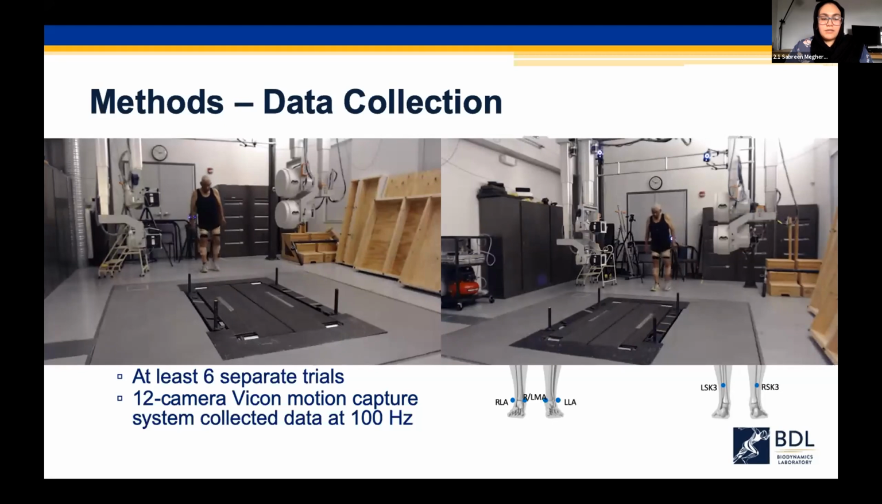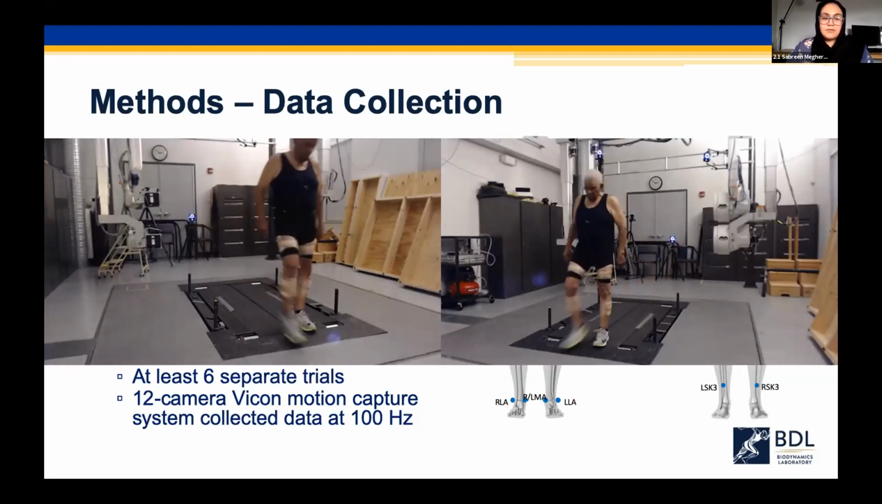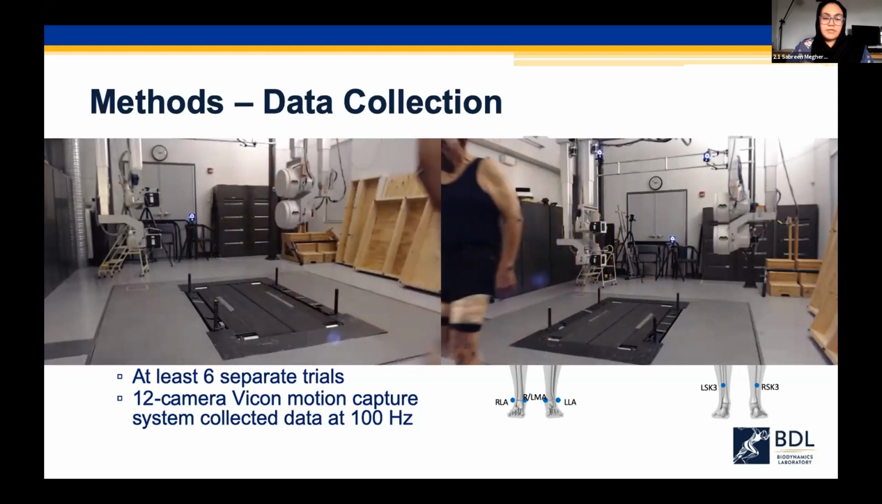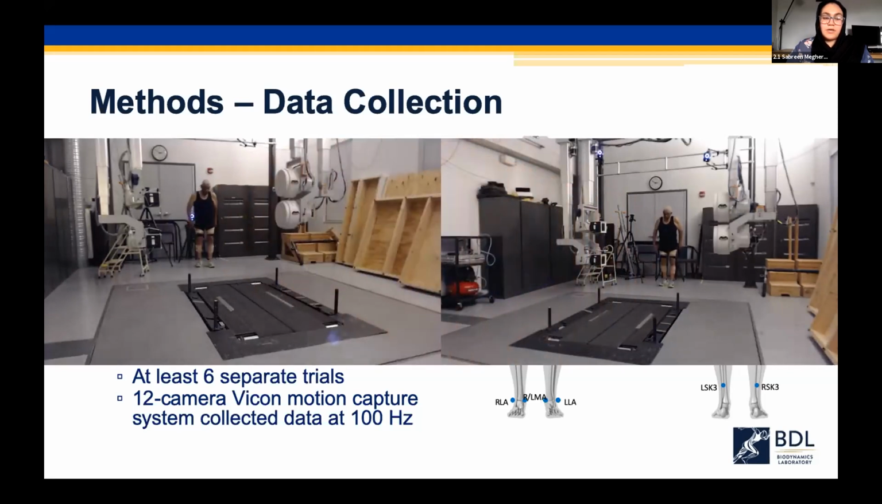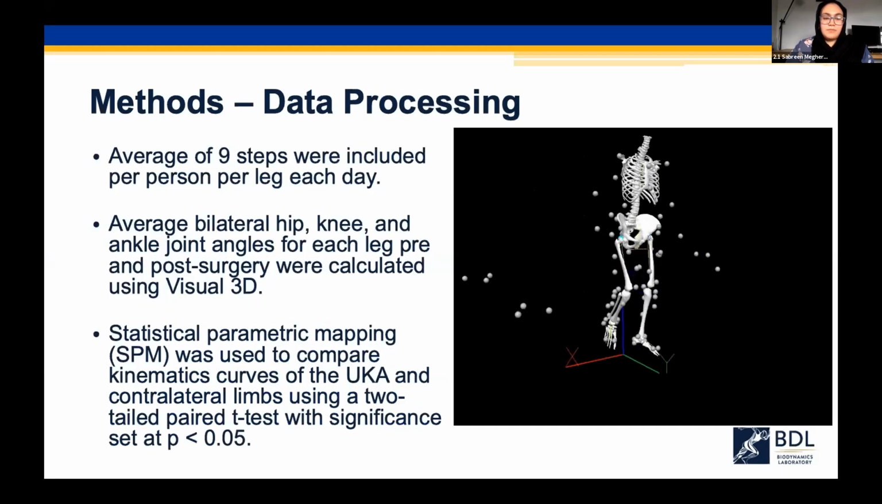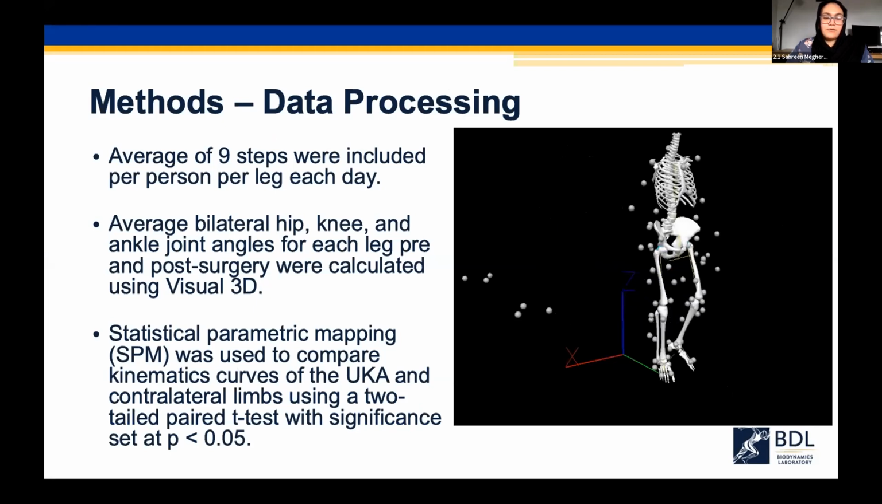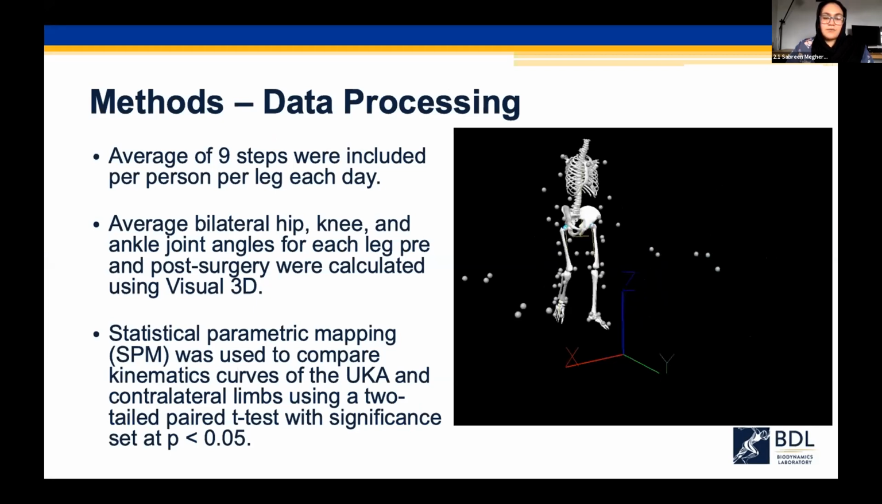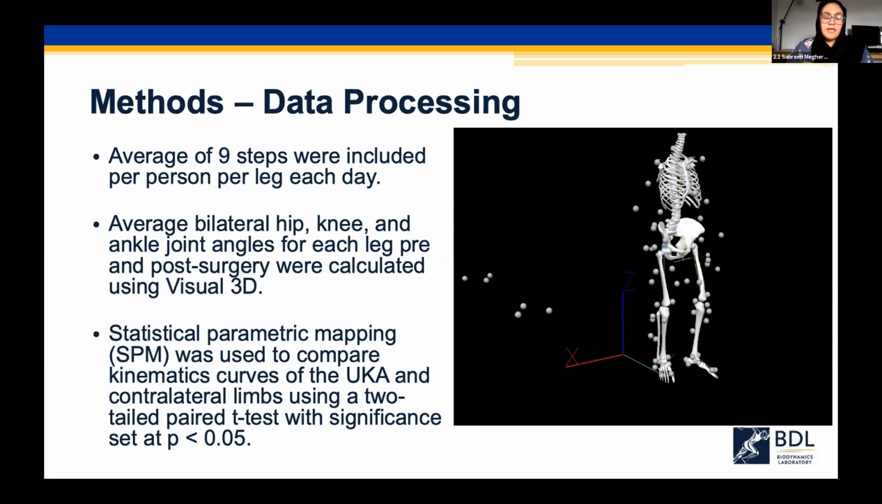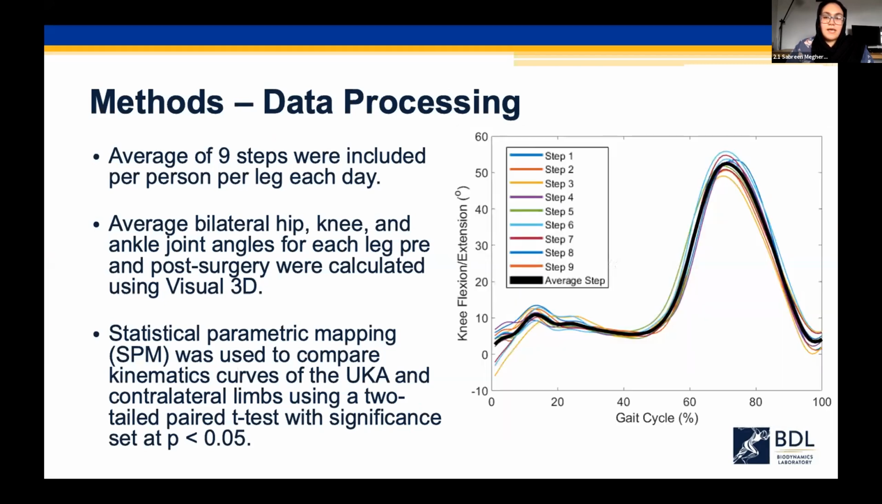All patients then walked across a 7-meter lab walkway at their self-selected pace for at least 6 separate trials, while a 12-camera Vicon motion capture system collected data at 100 Hertz. An average of 9 steps were included per person per leg each day. Bilateral hip, knee, and ankle flexion extension and ab adduction were then normalized to percent gait cycle and averaged across all trials, as shown in this graph. Average joint kinematics were then calculated for each leg pre and post-surgery.